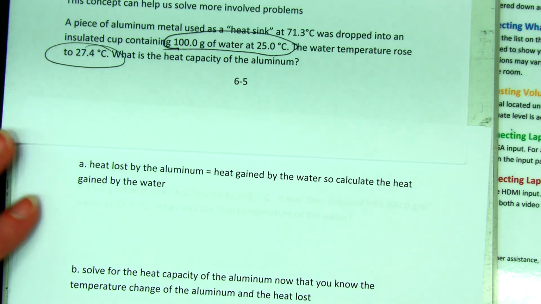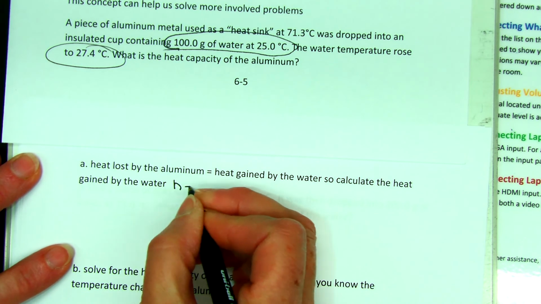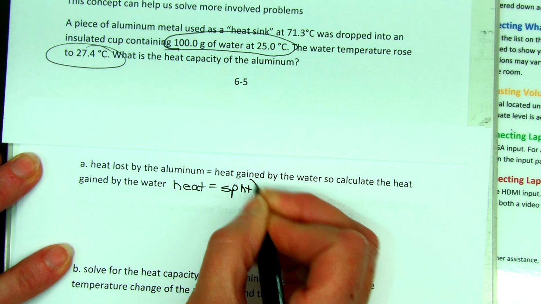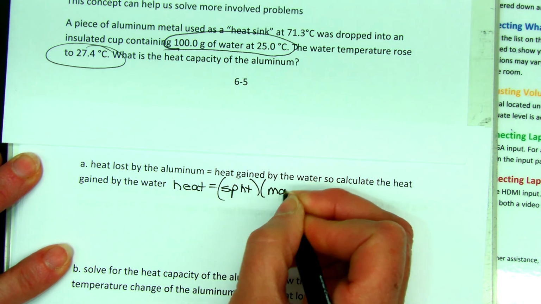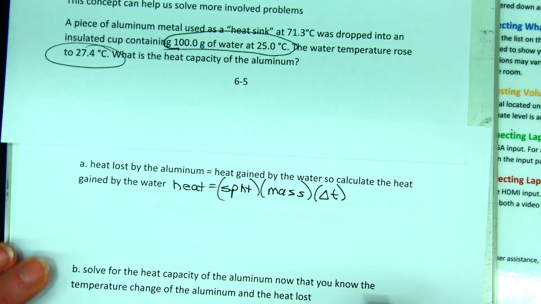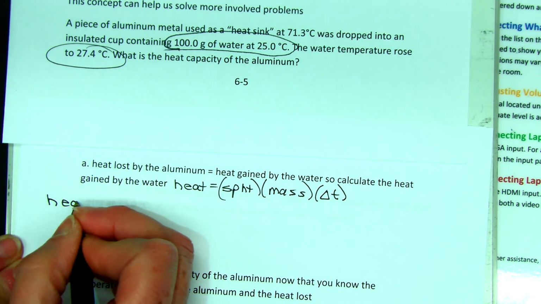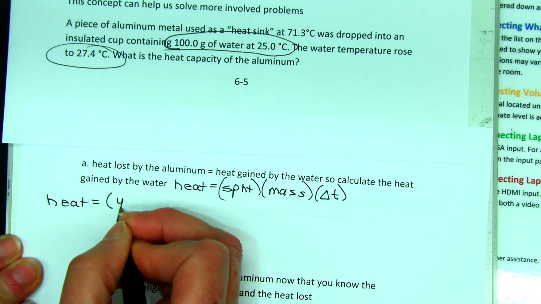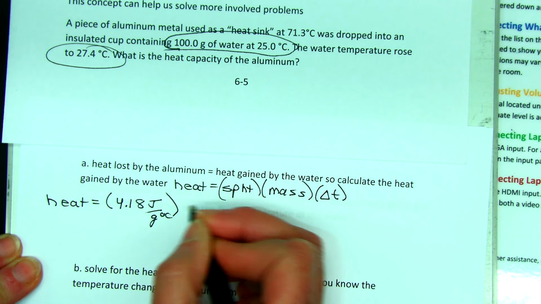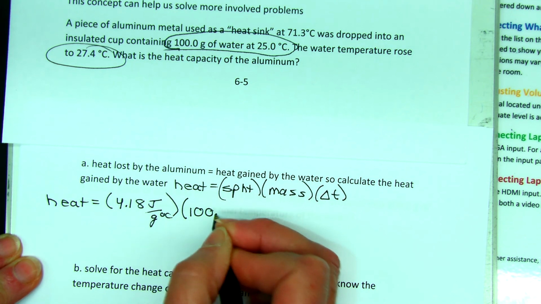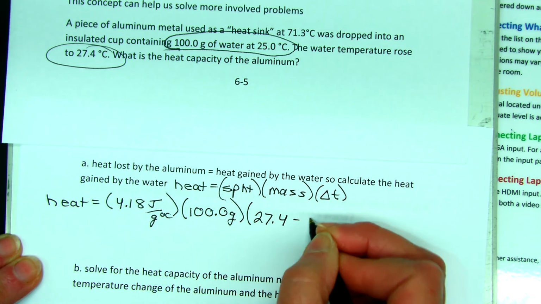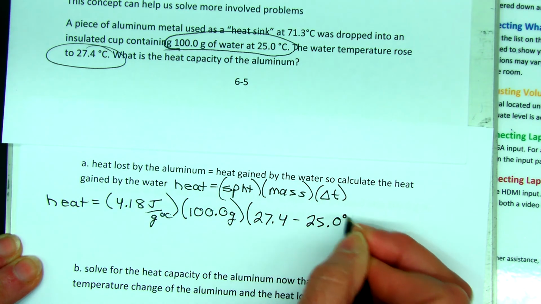Specific heat of water. So we know that the heat of the water is equal to the specific heat times the mass times delta T. So I go look up the specific heat. So the heat is equal to 4.18 joules per gram degree C. I looked this up in the chart. Times my 100 grams of water times my temperature change, 27.4 minus 25.0 degrees Celsius.